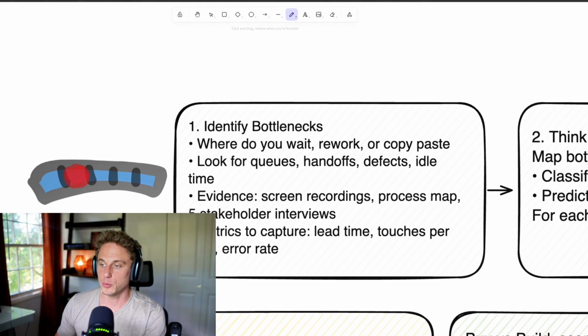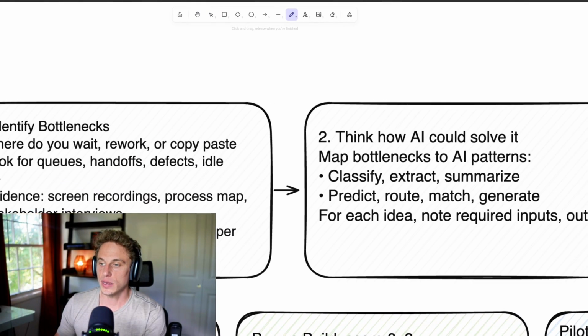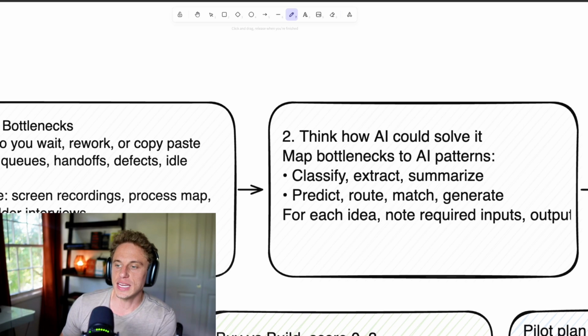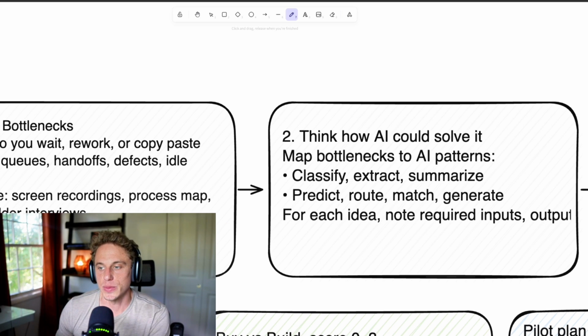Now from there, what we want to do is think about how AI could solve this problem. So we'll go with a specific example in a second, but we need to map bottlenecks to AI patterns. We need to classify what the problem is, predict how the AI would solve it, and for each idea, have required inputs and outputs.